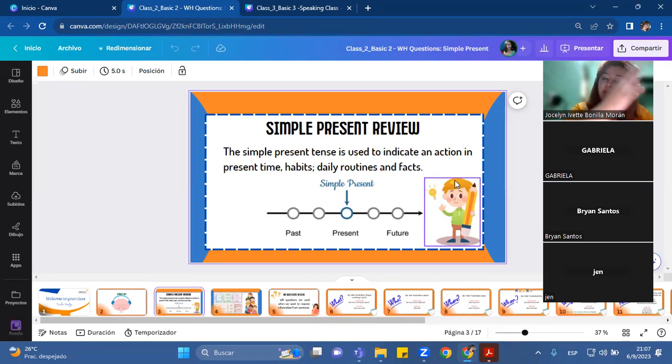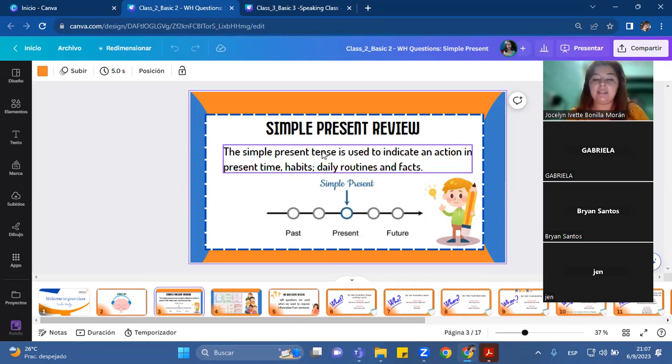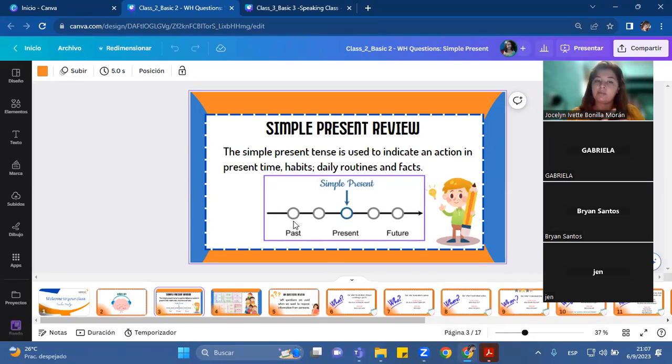And that's the same in the simple past. In the simple past, we talk about situations that we already did, but they are in the past. Hablamos de situaciones que están en el pasado, que ya no las hacemos anymore. ¿Y qué necesitamos to talk about in past? Necesitamos to know the verbs in past. Necesitamos saber los verbos en pasado.